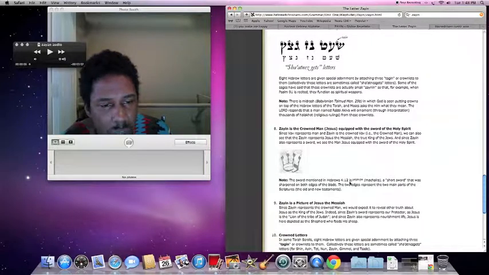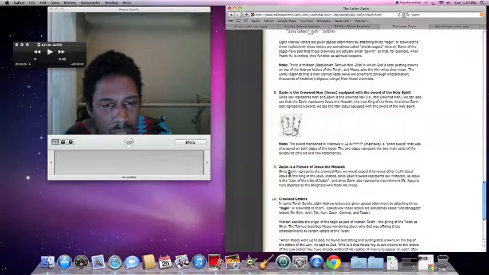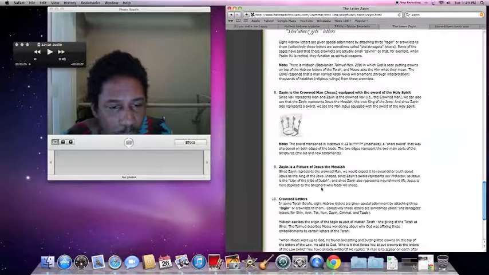The sword mentioned in Hebrews 4:12 is a short sword that was sharpened on both edges of the blade. The two edges represent the two main parts of the scriptures, the Old and New Testament. Zayin is a picture of Yahushua the Messiah. Since Zayin represents the crown man, we would expect it to reveal other truths about Yahushua as king of the Jews. Indeed, since Zayin's sword represents our protector, Yahushua Mashiach, the Lion of the tribe of Judah, and since Zayin also represents nourishment, life, Yahushua is here depicted as a shepherd who feeds his sheep.